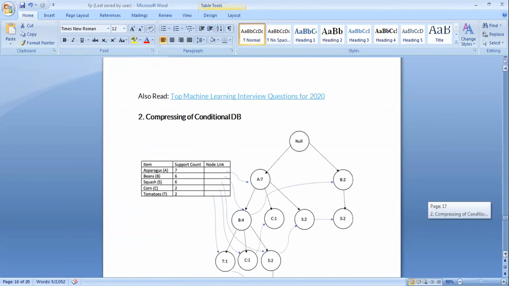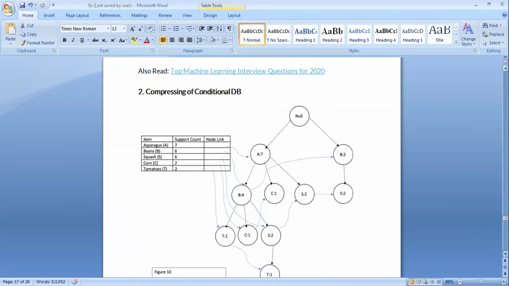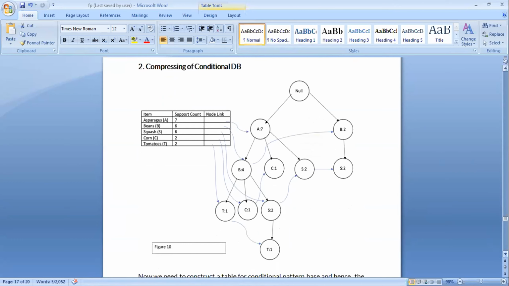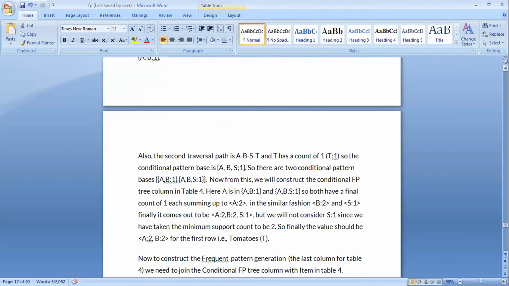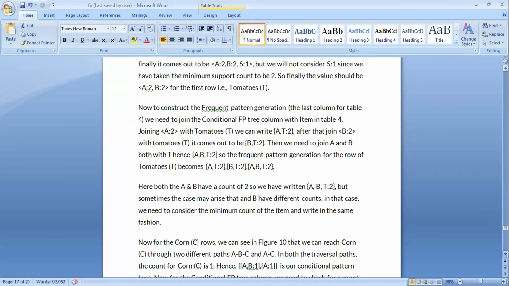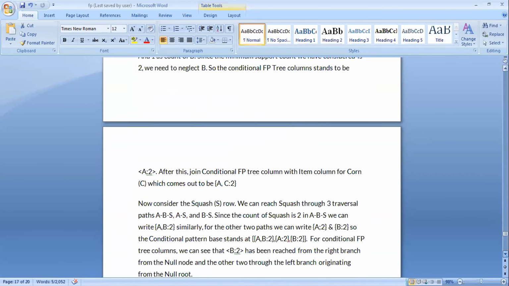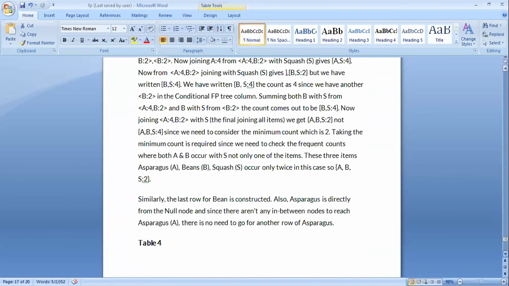So this is the compressed conditional database: asparagus 7 times, beans 6, squash 6 times, corn 2 times, tomatoes 2 times. So finally, what about the node links? We already showed in the last class how to represent the node links. So finally, you get this FP tree once the node links are implemented.